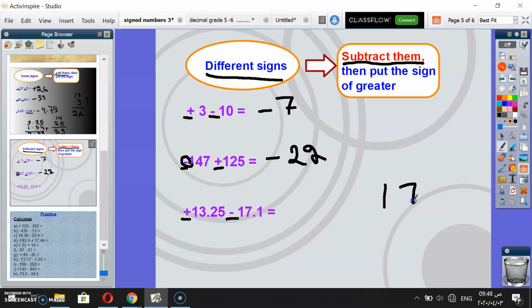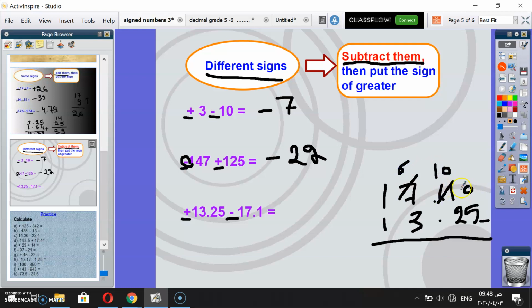So 17.1 minus 13.25. I will put here a 0, 1, 3. So 7 is 6, 11, 10. Here will be 10. 10 minus 5, 5. 10 minus 2, 8. 6 minus 3, 3, and 0. So 03.85 or 3.85. Now we should put the sign of the greater. 17.1 is bigger than 13.25. Its sign is negative, so I will put a negative.